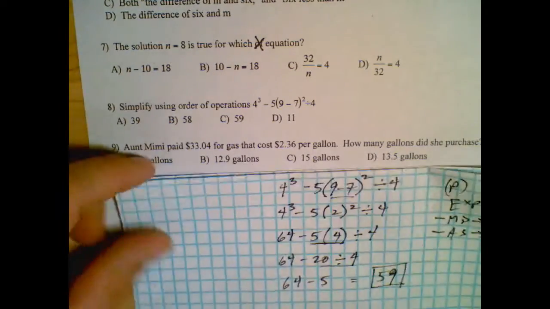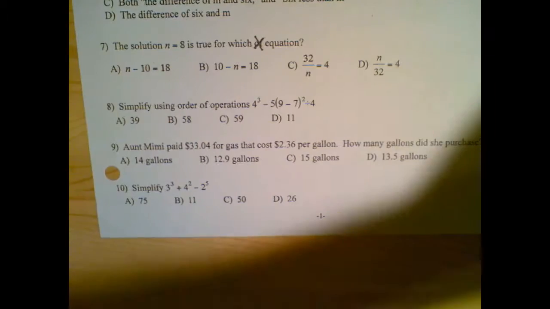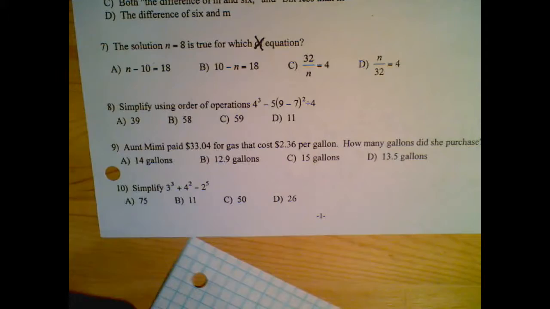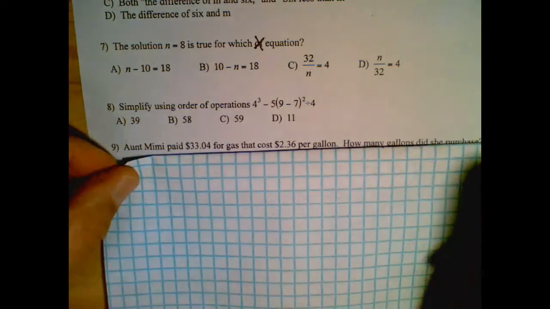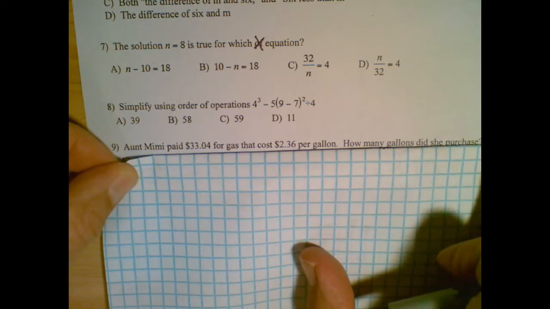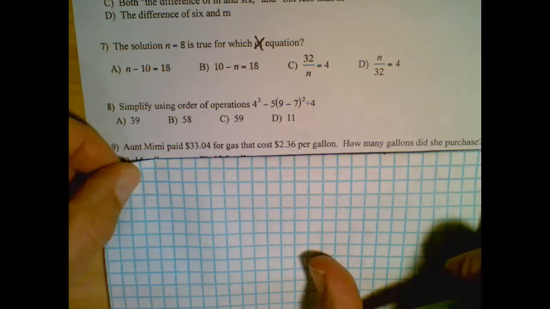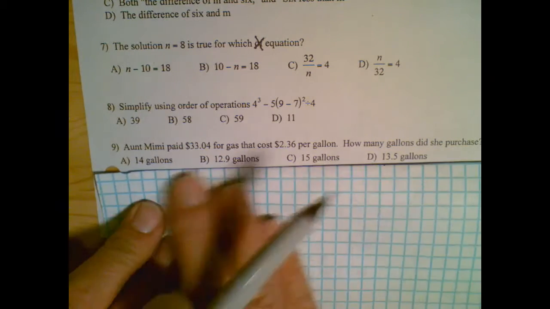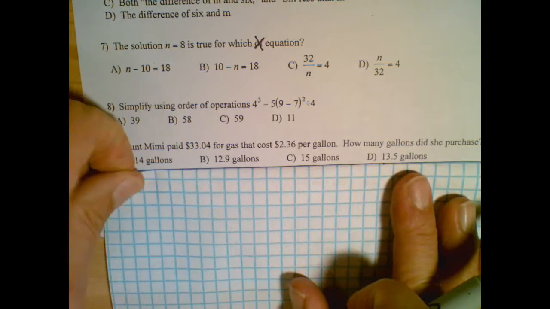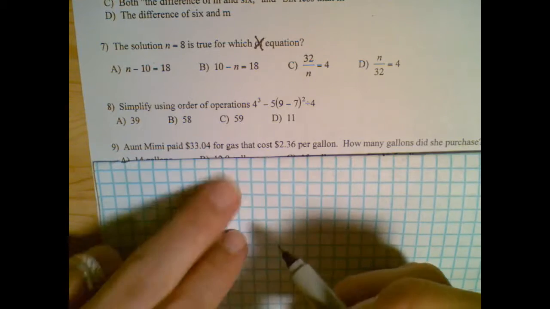Next up, I need to move things a little bit. Make some space. Aunt Mimi paid $33.04 for gas that cost $2.36 per gallon. How many gallons did she purchase? Okay, and notice the answers are in gallons, so shouldn't have any dollar signs. She didn't buy $14 worth, right? Because it's asking how many gallons.